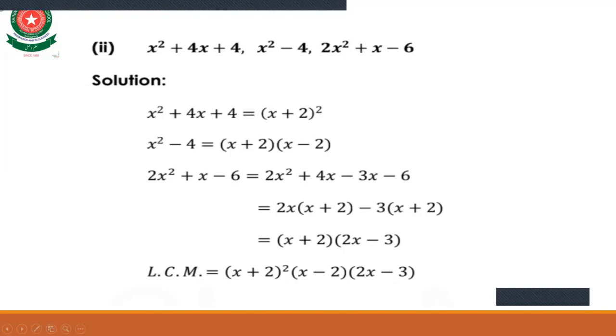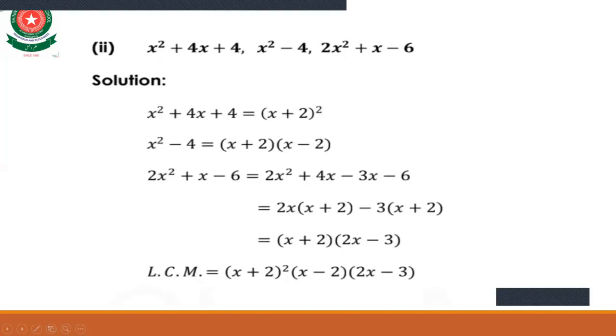Here is x square minus 4. You can write it as x square minus 2 square. As you know, the formula of a square minus b square is equal to a plus b into a minus b. You can write it as x plus 2 and x minus 2. That is our first equation and second equation.